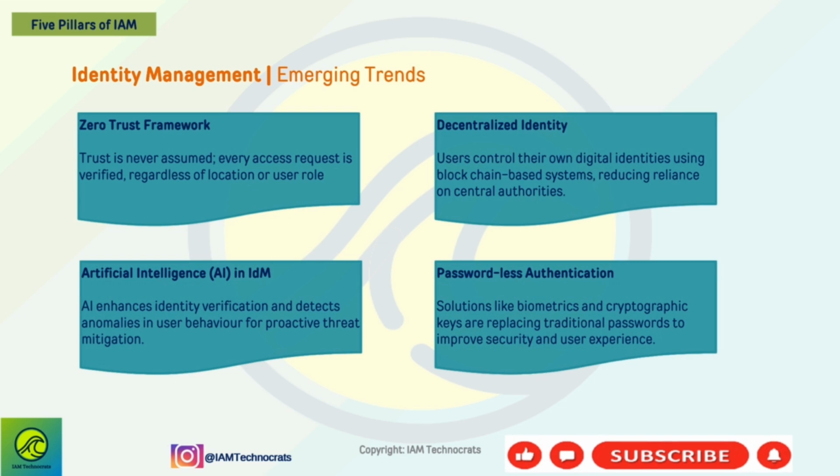Let's look at some of the emerging trends in identity management. Zero Trust Framework. Trust is never assumed. Every access request is verified, regardless of location or user role. Decentralized identity. Users control their own digital identities using blockchain-based systems, reducing reliance on central authorities.